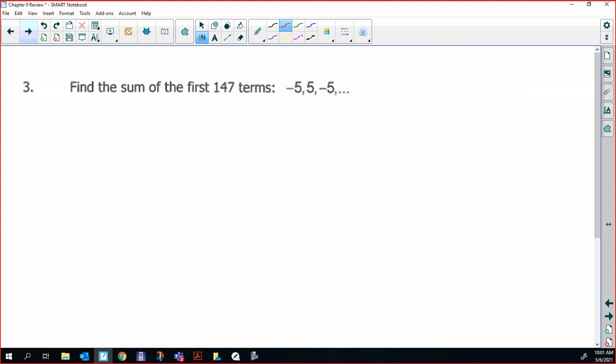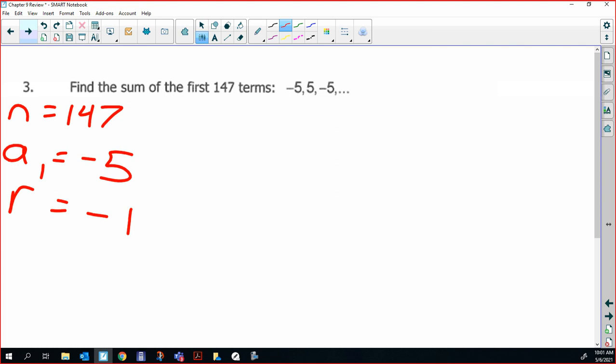All right, number 3, find the sum of the first 147 terms. So n is 147. Is it geometric or arithmetic? Geometric. What is it being multiplied by then? Being multiplied by -1 every single time. So a1 is -5, r is -1. The first term's -5 and it gets multiplied by -1 over and over and over again.